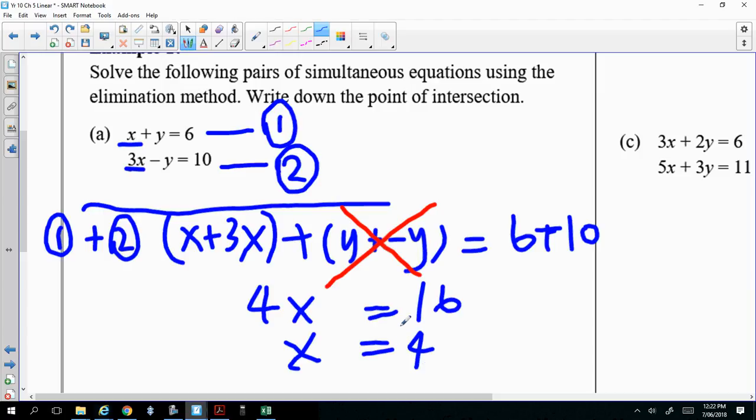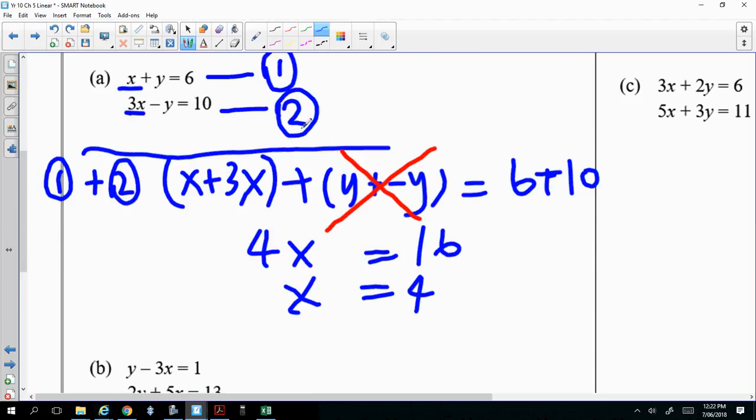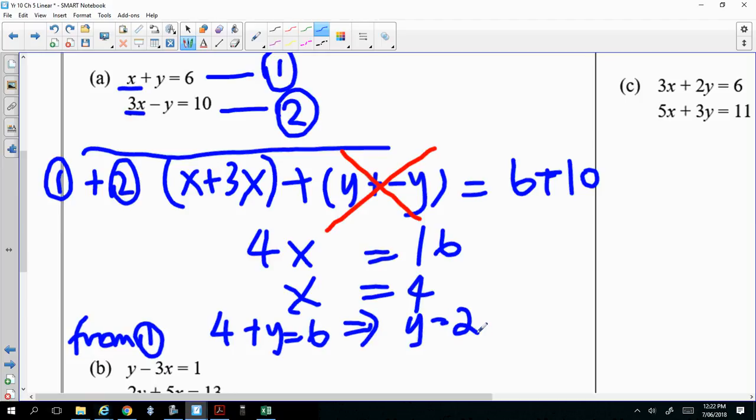Once you get x, it's a matter of substituting that back into either equation 1 or 2. I'm going to substitute that into equation 1. From 1, you get 4 plus y equal to 6. Therefore, y equal to 2. So the point of intersection is 4, 2. POI.